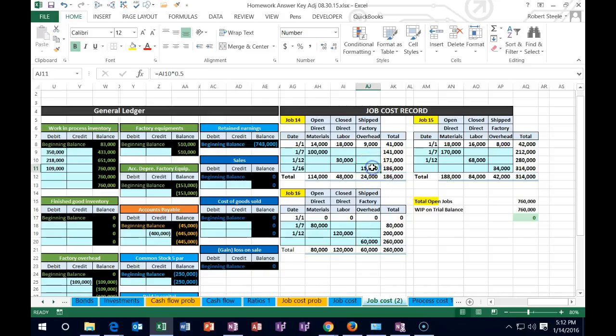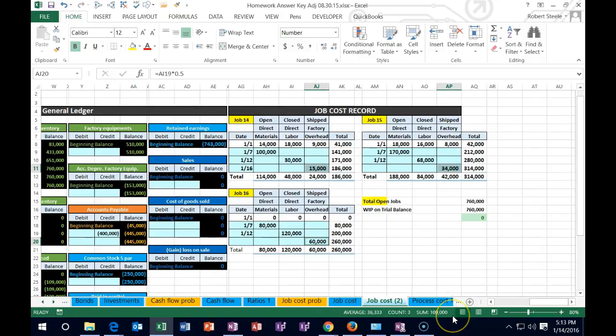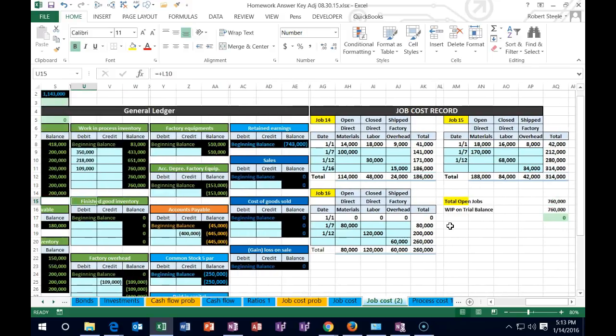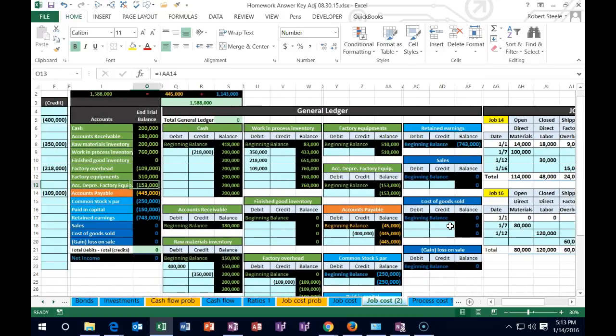And if we highlight the 15,000, the 34, the 60, it should add up to the 109 that we recorded on our journal entry. If we add up all the jobs now, we now have this 760. That 760 should also be seen on the general ledger under work in process right there. It should also be seen on the trial balance under work in process right there. And so we are looking good.